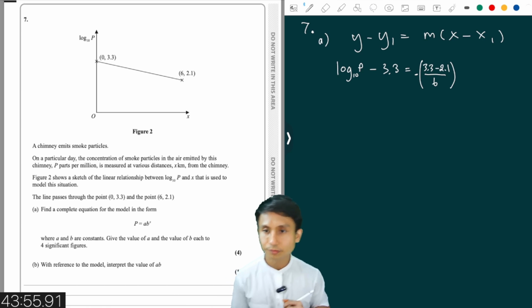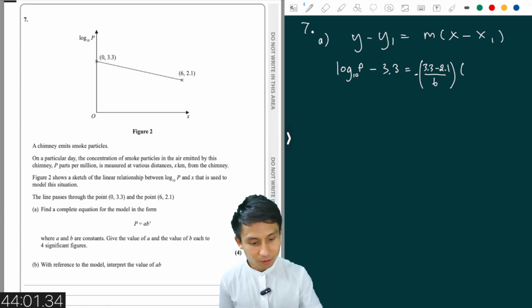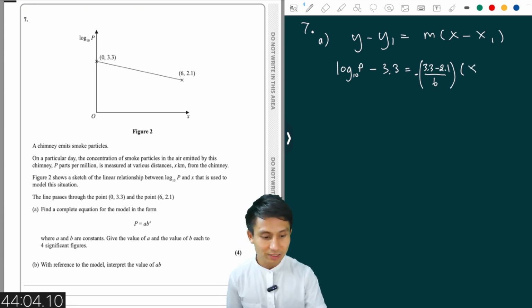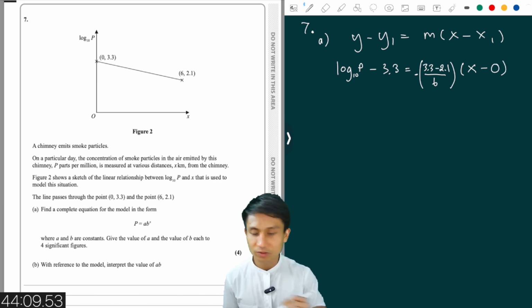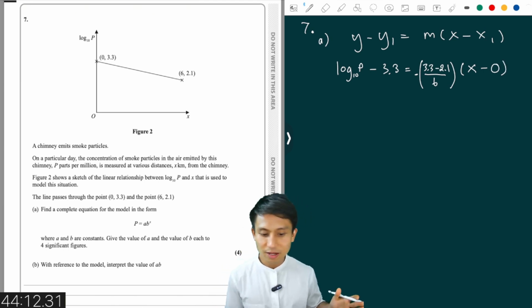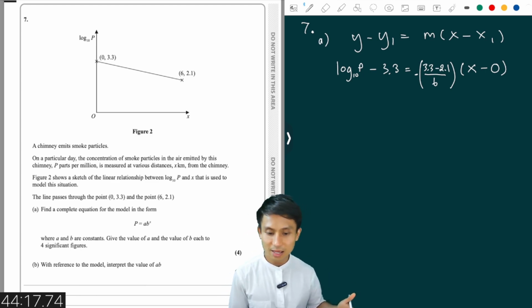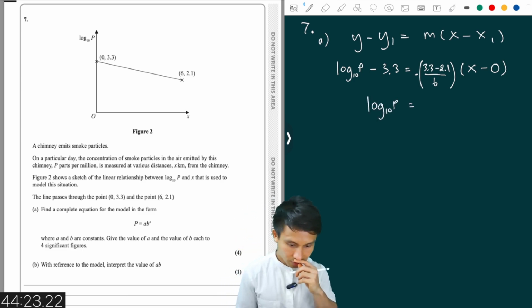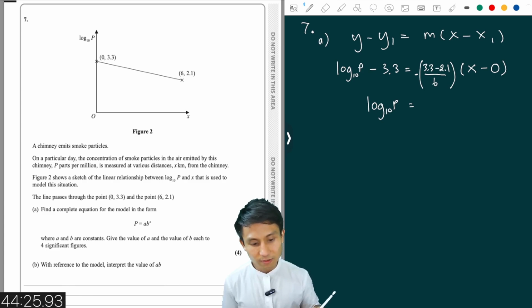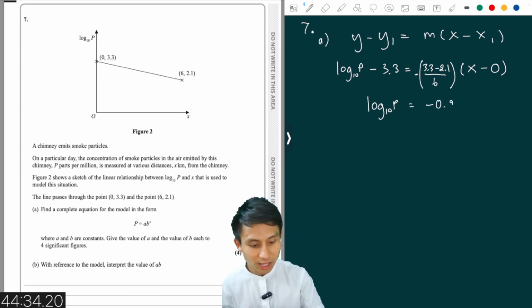All right, I'm happy with that. And then multiplied by x, which is just x in this case, minus x1, where we pick 0 here. If we simplify all that and rearrange p to be the subject, we should get the equation in A. So log 10 p equals, just multiply that out, 3.3 minus 2.1, we get 1.2. 1.2 divided by 6 is 0.2, so it's minus 0.2x.